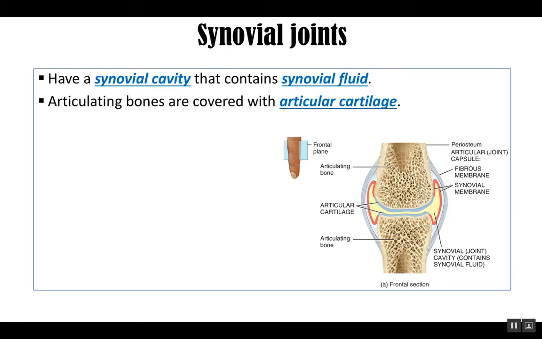The articulating bones need to be covered with articular cartilage. So we see here wherever those two bones are going to make contact, they are covered with hyaline cartilage. So the specific type of cartilage is hyaline cartilage, but we often refer to it as articular cartilage because it is found at joints. The bones are held together by ligaments.